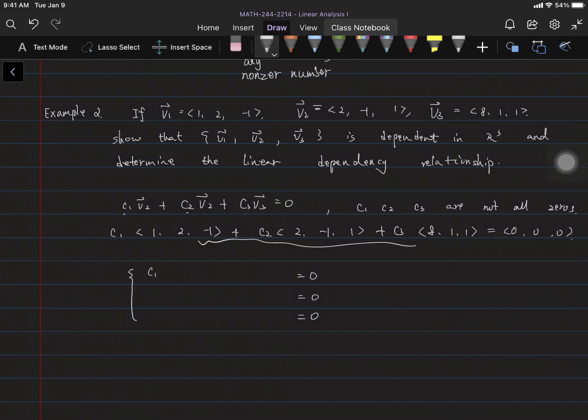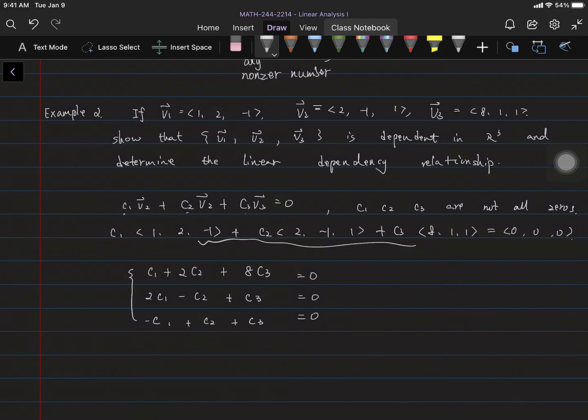So it should be C1 plus 2C2 plus 8C3. Is that correct? That's the first equation. And the second equation, you can see that's the second component, 2C1 minus C2 plus C3, right? And the last one, negative C1 plus C2 plus C3 equals 0. So you can see this is a linear system with 3 unknowns.